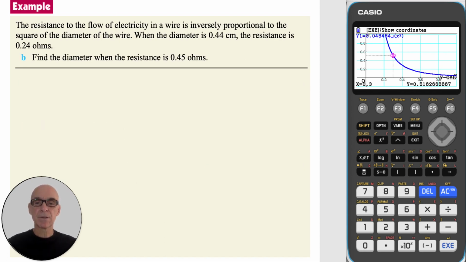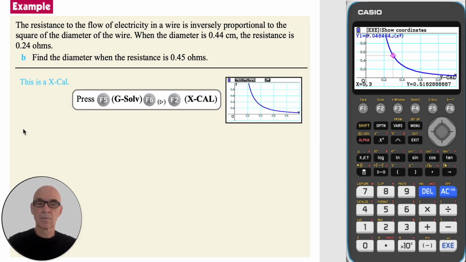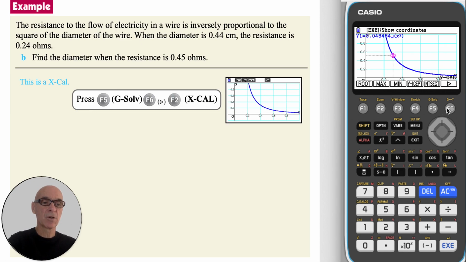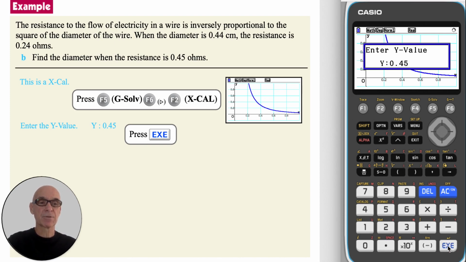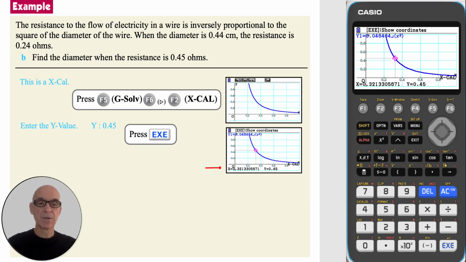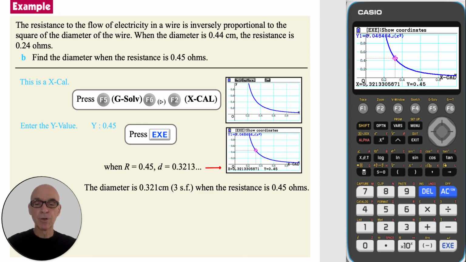In part B, to find the diameter, on the calculator this is an X calculation. Press F5, G-solve, F6 to get to the second page of tabs, and F2 for an X calculation. Enter a Y value of 0.45 for the resistance and press Execute. Write down the value of X, which is representing the diameter. As before, the diameter is 0.321 centimeters when the resistance is 0.45 ohms, correct to 3 significant figures.